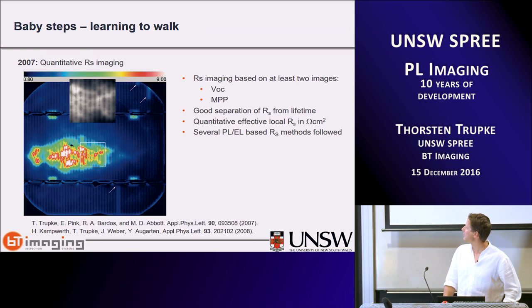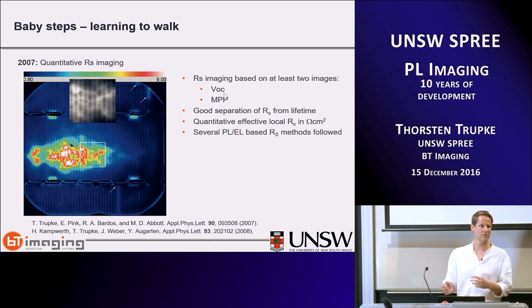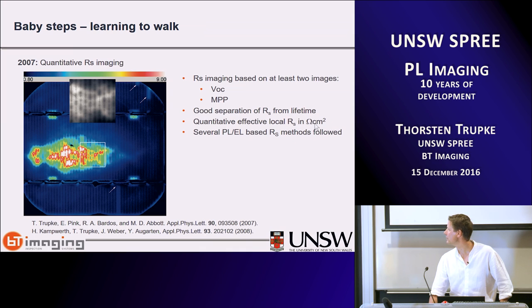And back then, Ed Pink was involved. He actually did a lot of the theory behind this. And we showed that a series resistance image can be extracted from a combination of two PL images, one measured at VOC and one measured at MPP. So the VOC image gives you the lifetime variations. The MPP image gives you a combination of lifetime and series resistance, and combining those two essentially allows you to separate those two things from each other, resulting in a quantitative effective local series resistance image in ohm centimeter squared.